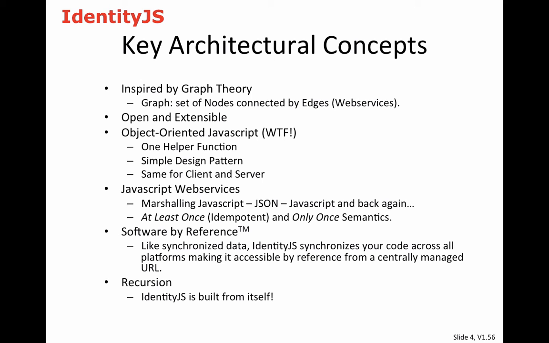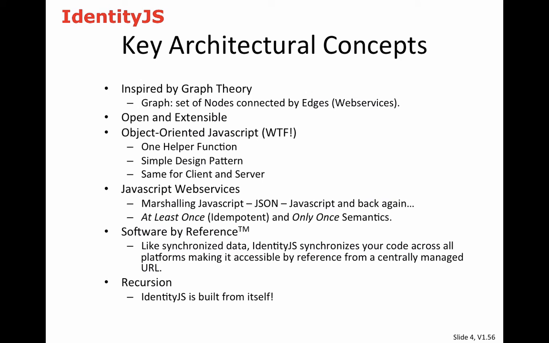It also has built-in JavaScript web services infrastructure, which provides marshaling of JavaScript from JSON to JavaScript and back again, at least once for idempotent types of services and only once semantics for those that are more strict. It supports software by reference, so like synchronized data, IdentityJS synchronizes your code across all platforms, making it accessible by reference from a centrally managed URL.